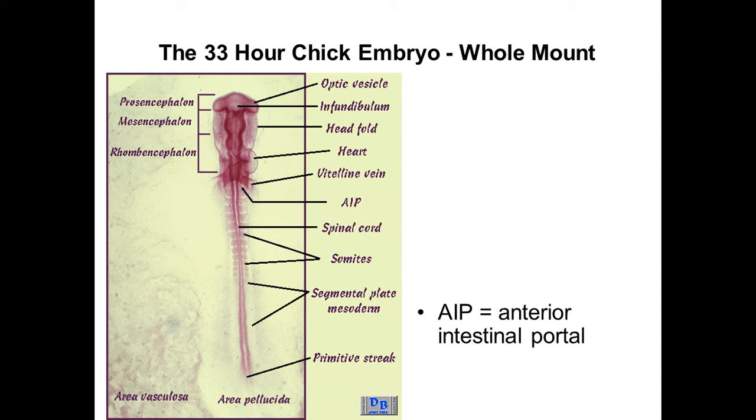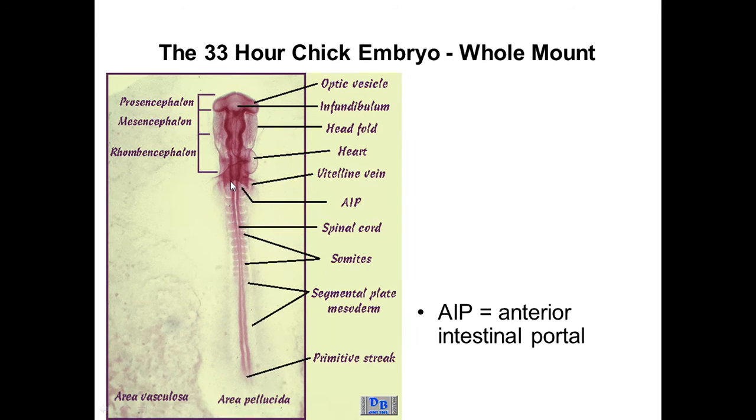So aside from the three major vesicles of the brain, we are also seeing on this whole mount structures that are indicative of the lens forming part of the animal, the optic vesicles. Also, you can see the heart forming as one tube, then the extensions of the heart, which will actually become the vitelline veins. So the endocardial extensions of the heart, the vitelline veins. So these vitelline veins connect later on to the network of blood vessels of the yolk sac.